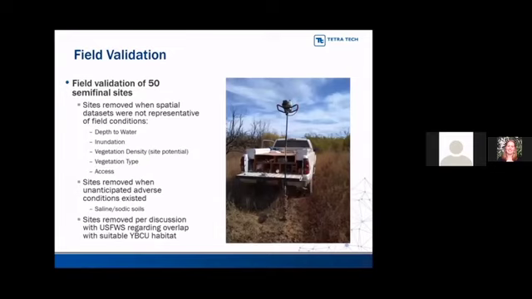Once we had our 50 semifinal sites, we initiated field activities to field validate the sites. Field validation included depth of water evaluation, soils, indicators of inundation, vegetation type validation, vegetation density, as well as access. I think access and land ownership are two really important components of our restoration project, because we wanted to make sure we're providing practical sites, and that includes sites that add value, which includes easy access and constructability. We can go to the next slide.